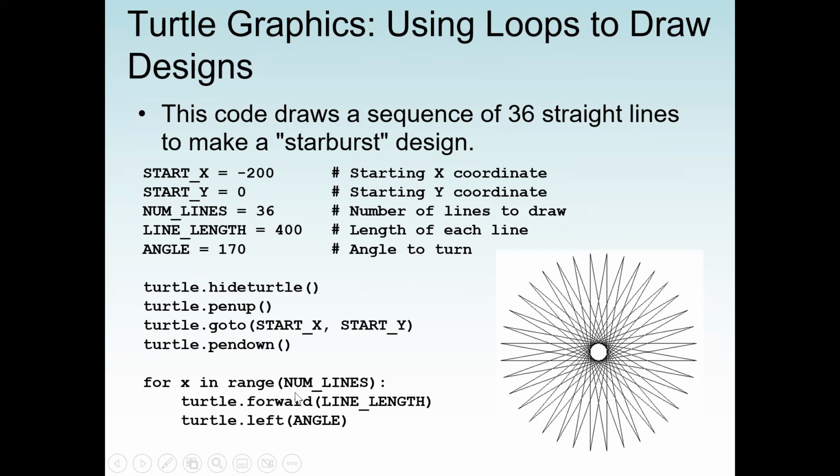So we say for X in range, the number of lines is 36 again. The turtle will move forward by the line length, which is 400. Then turtle.left, the angle is 170.